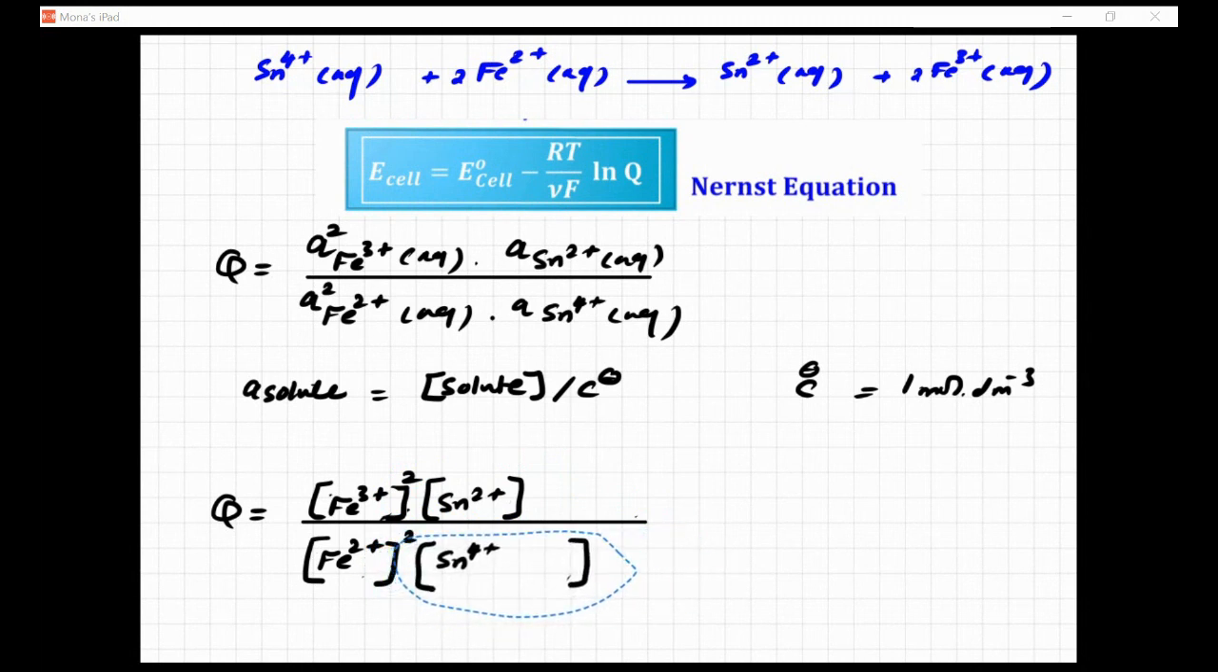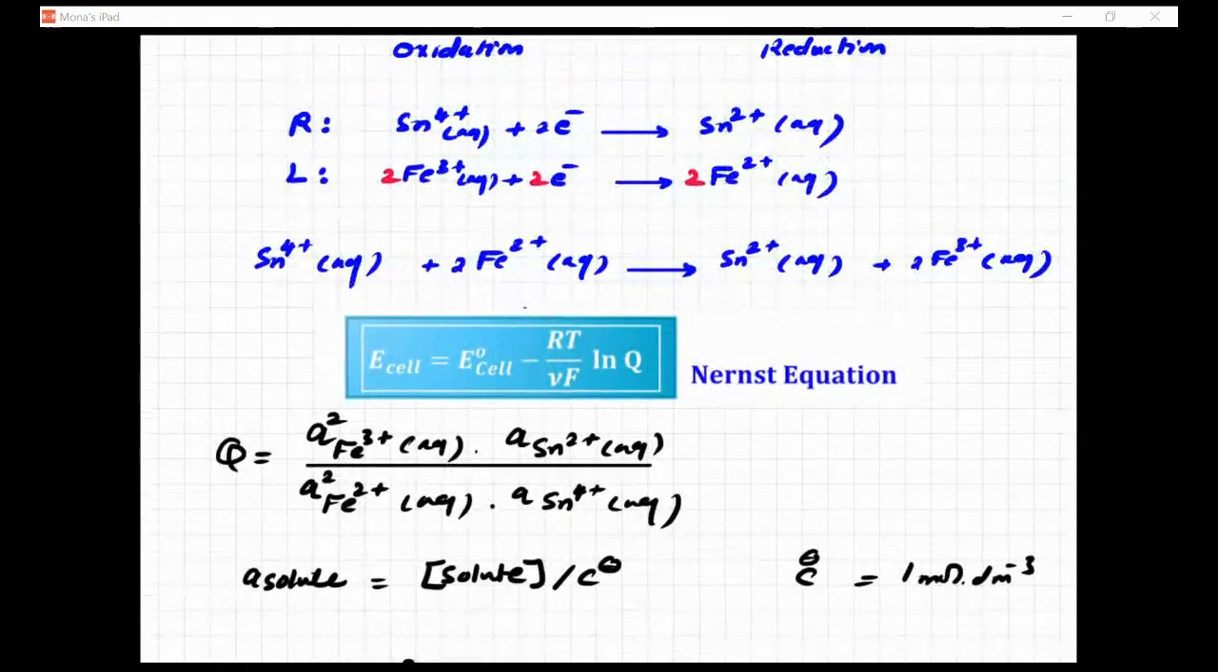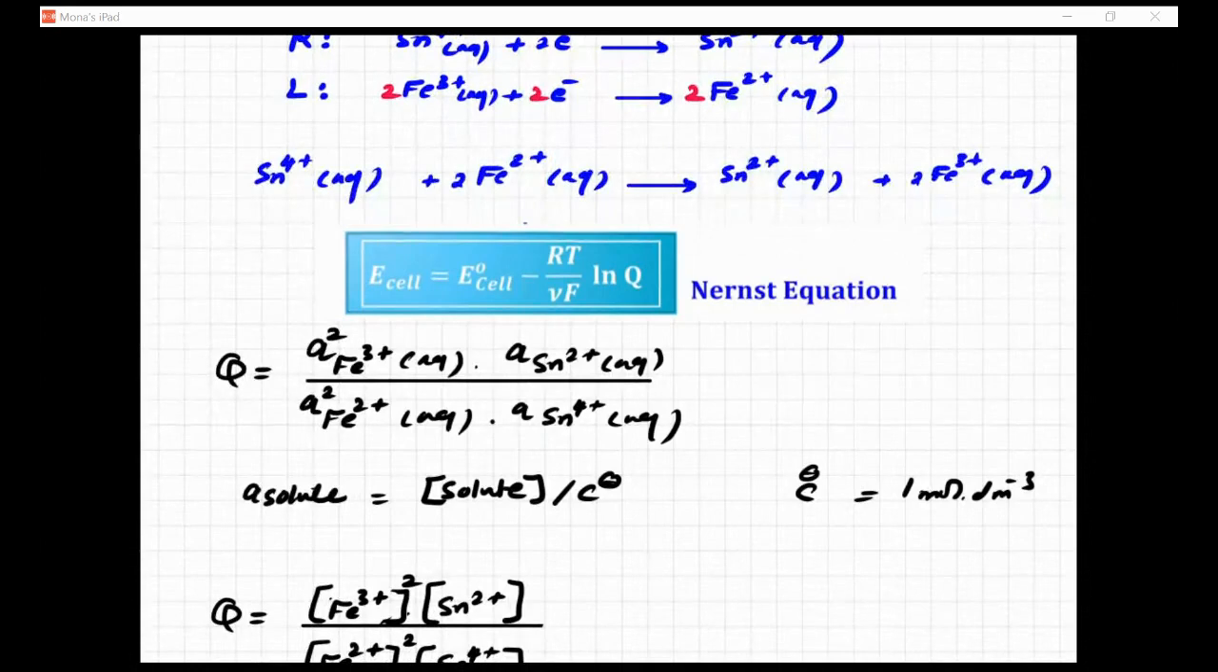In the Nernst equation. Now, our Nernst equation is already up there. What we need is, of course, to know that the nu here for this reaction, according to the written half reactions, nu is equal to 2. So nu is equal to 2.